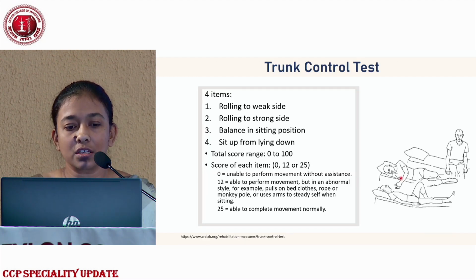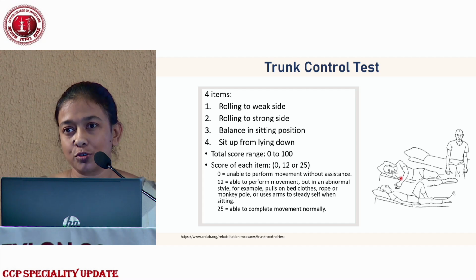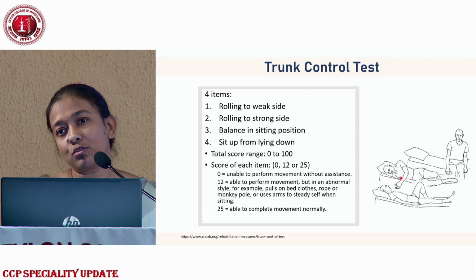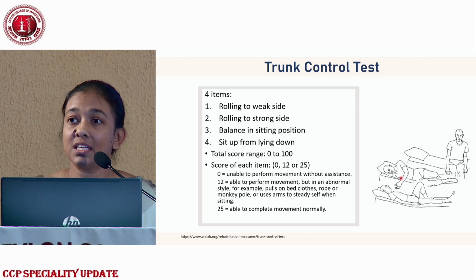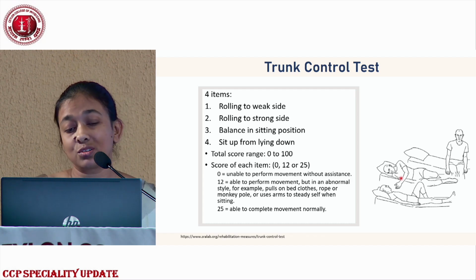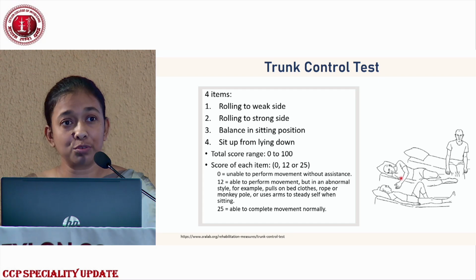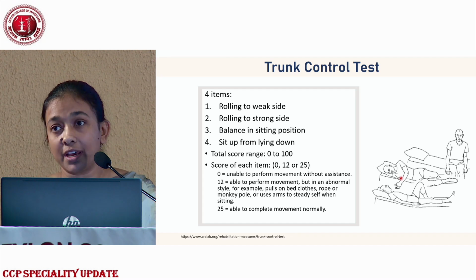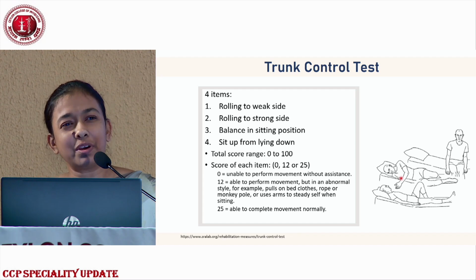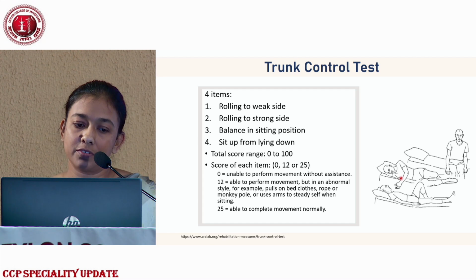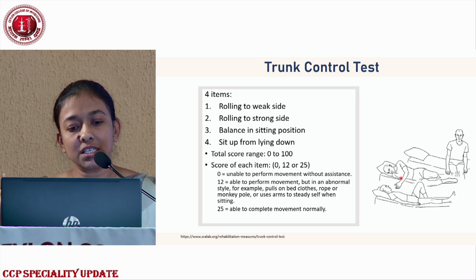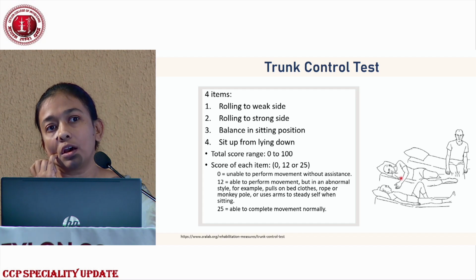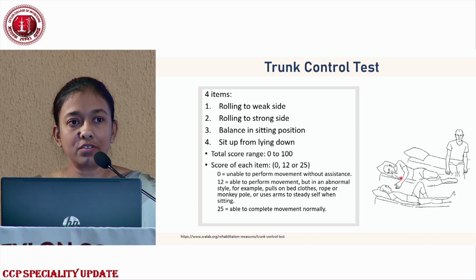To tell you about the trunk control test, it basically assesses 4 items. Whether the person can roll to the weak side. If he can do that independently in the normal way, scores 25. Rolling to the strong side, if he can do independently in the normal way, 25. But if he can do independently, but in an abnormal way, he scores 12. And the other items would be balance in sitting position and sitting up from lying down. So we have a total of 100.